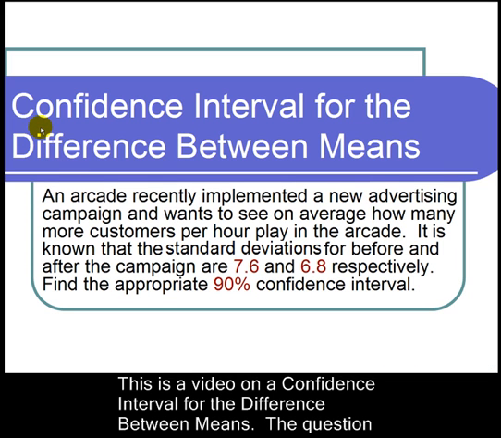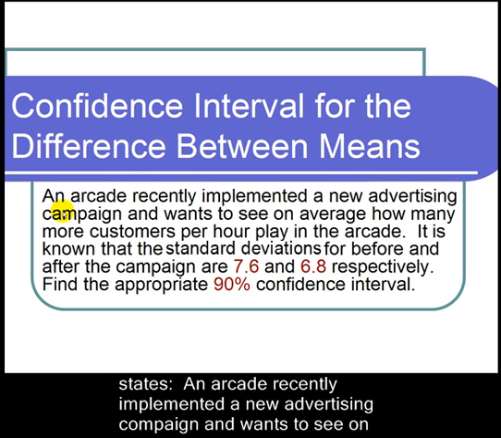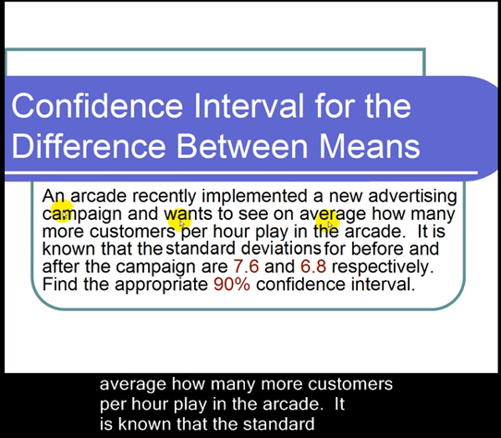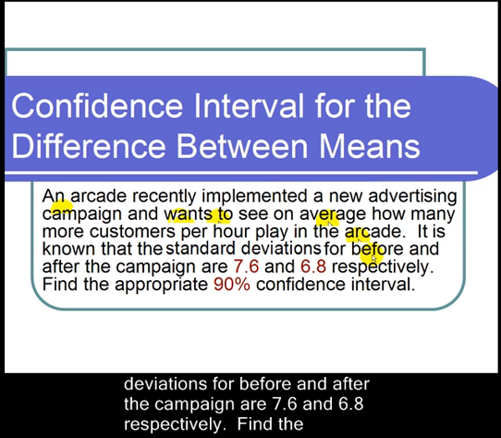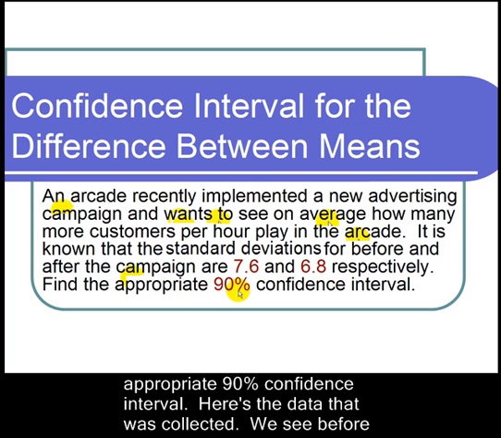This is a video on a confidence interval for the difference between means. The question states, an arcade recently implemented a new advertising campaign and wants to see, on average, how many more customers per hour play in the arcade. It is known that the standard deviation for before and after that campaign are 7.6 and 6.8 respectively. Find the appropriate 90% confidence interval.